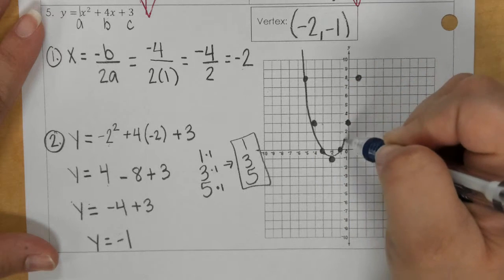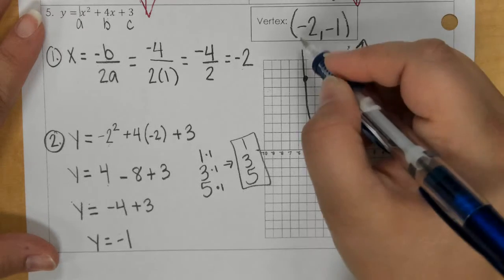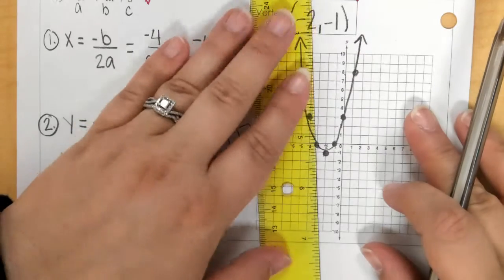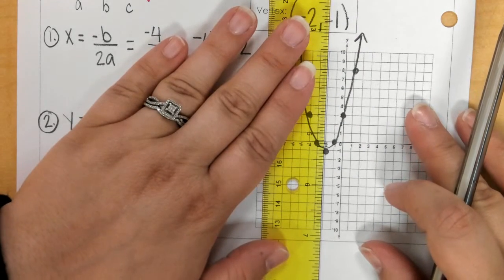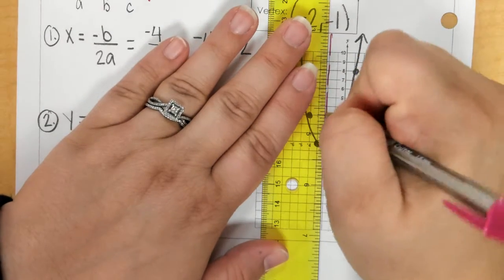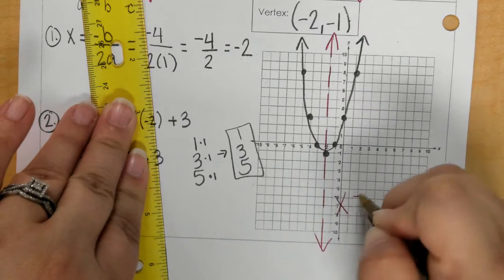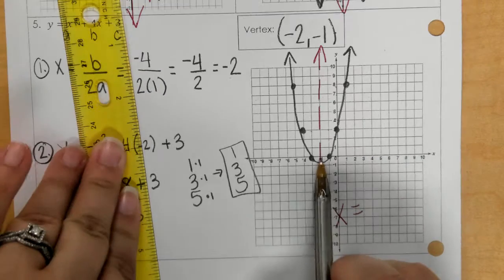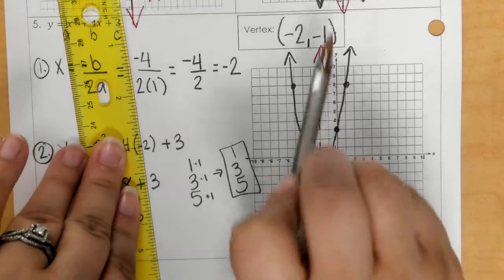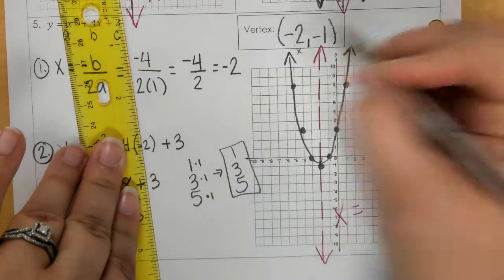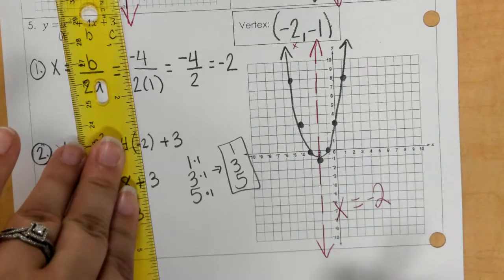Okay, draw the U shape. And let's go ahead and graph the axis of symmetry. And that is x equals negative 2, because it crosses the x at negative 2. And well, the x value of the vertex is also negative 2. So that is your solution.